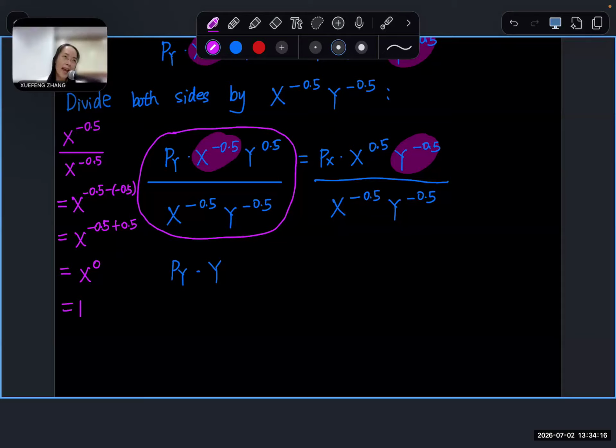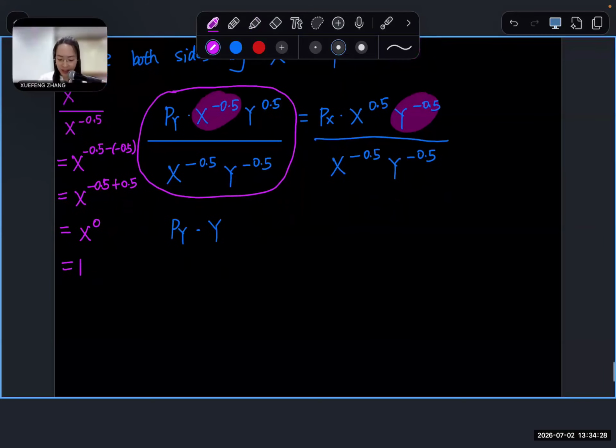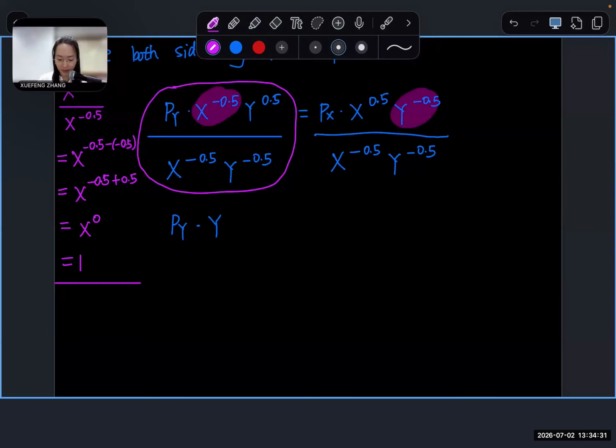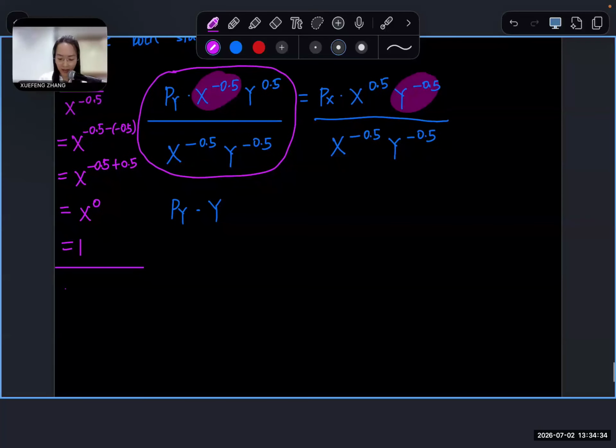That means we canceled x out. But for y here, let me write it down. So y here, it's power half. So y the same logic, gonna be minus power half. That means y here is half plus half, which is power 1. So here is y itself. That's why we have here py times y alone here.